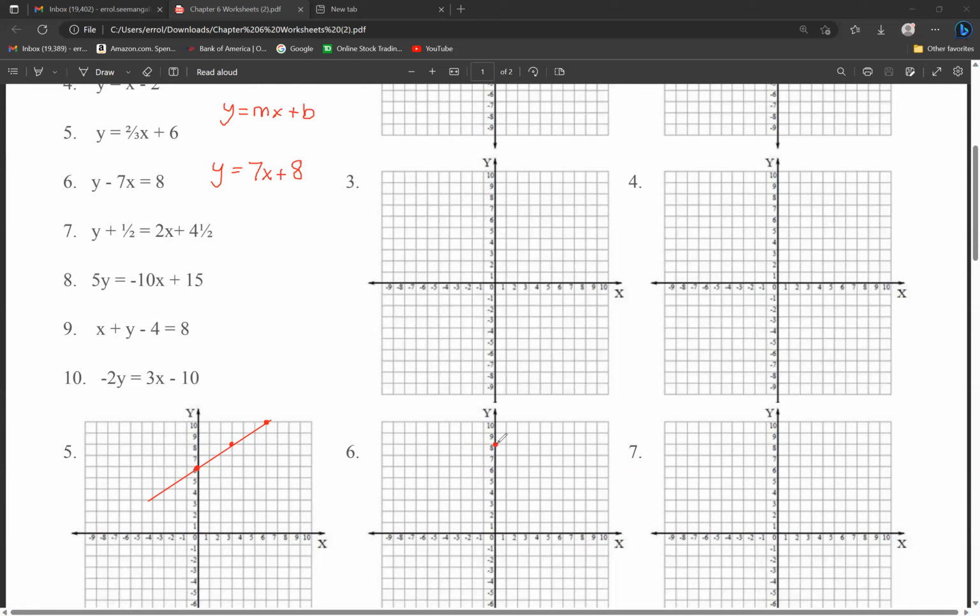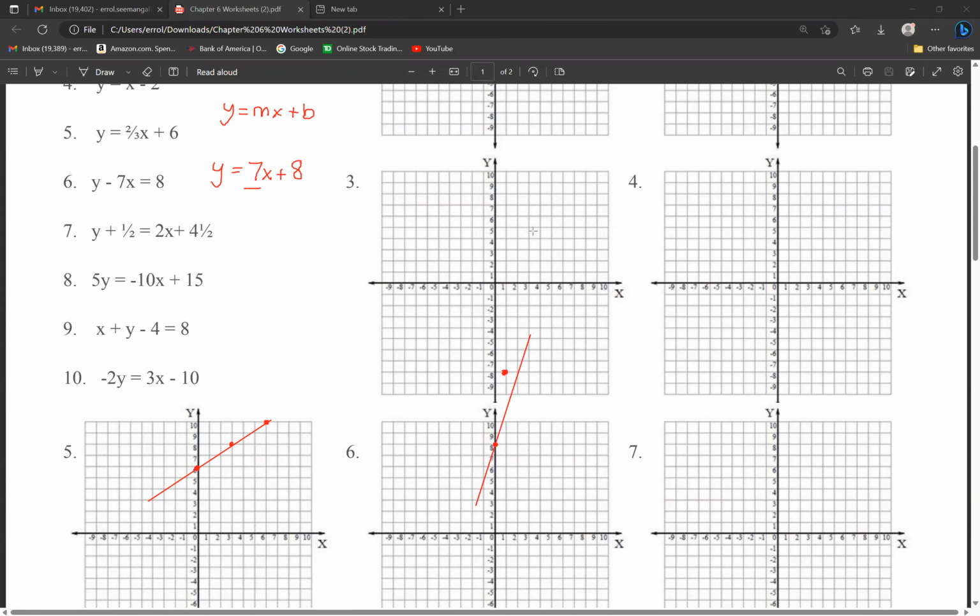Now, where's the second dot? We know the slope is 7. 7 is the same as 7 over 1. So we go up 7, 1, 2, 3, 4, 5, 6, 7, somewhere up here, and then go over 1. Okay, and then you connect those two dots.